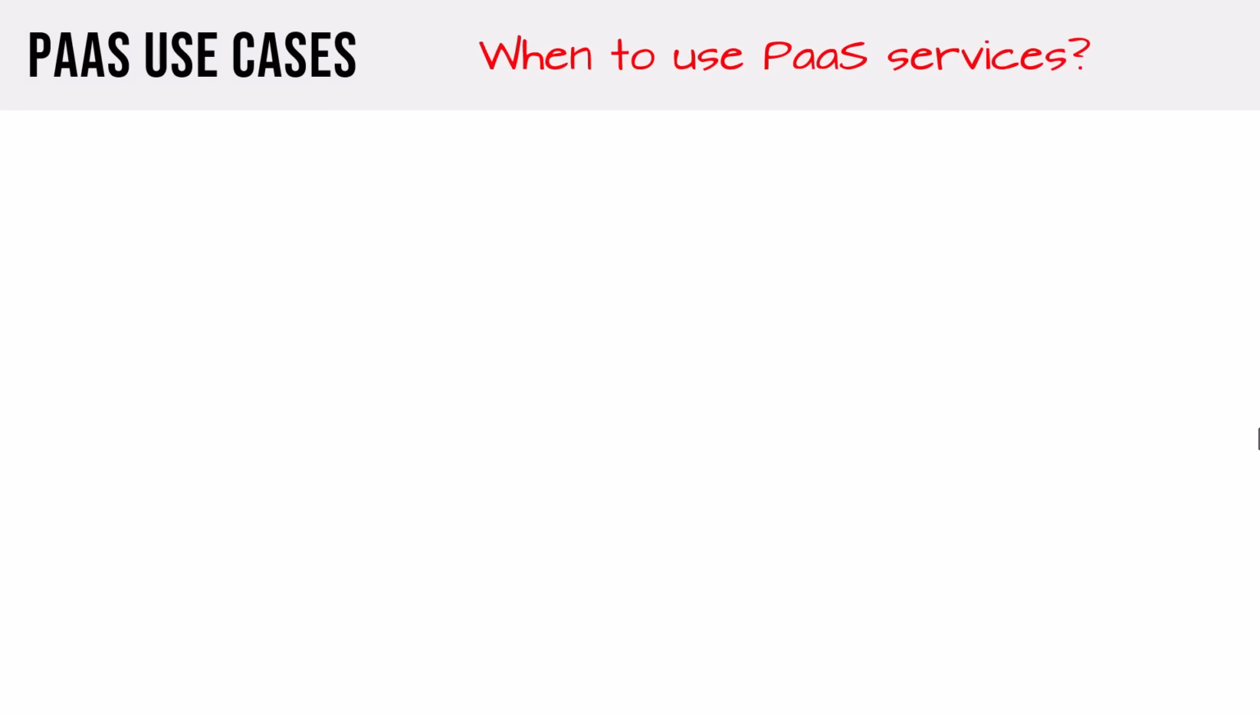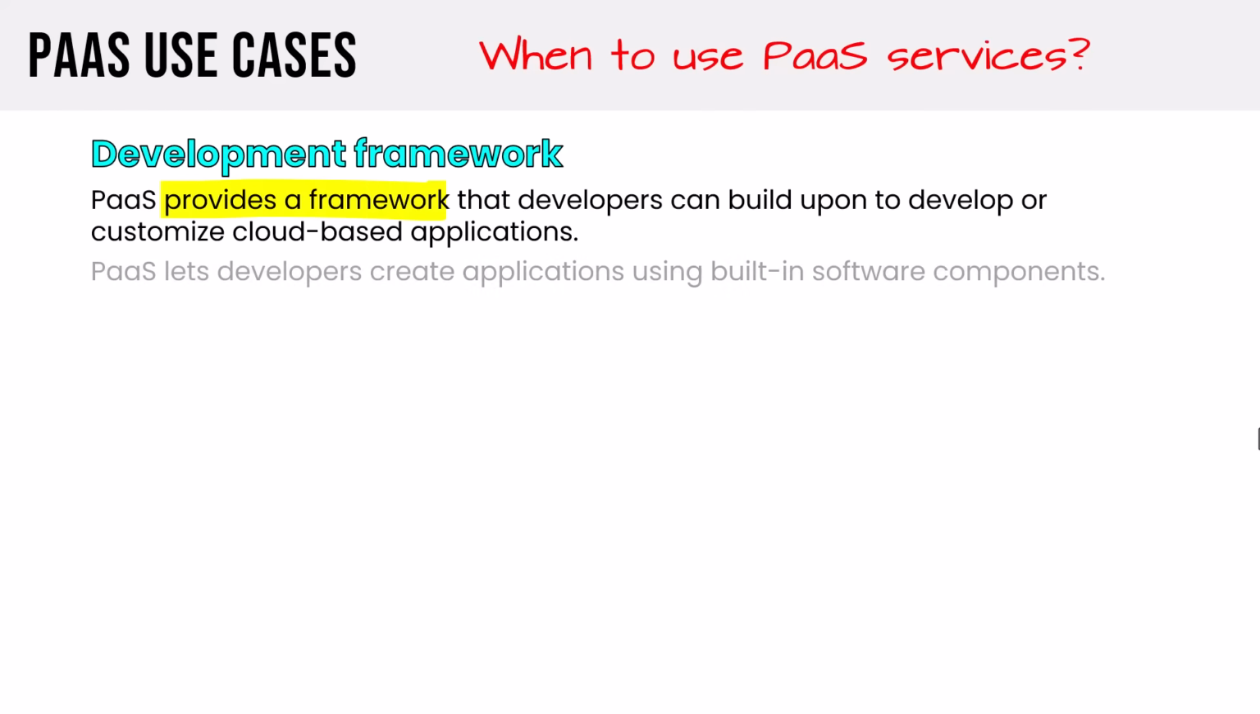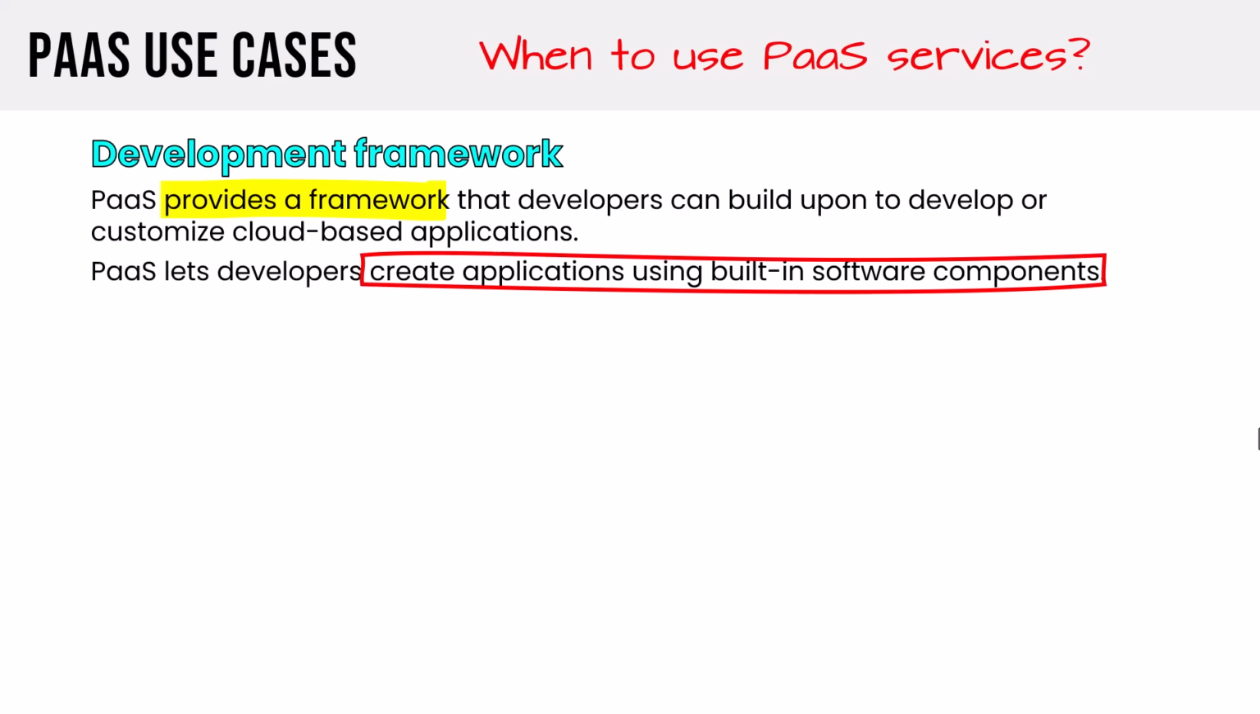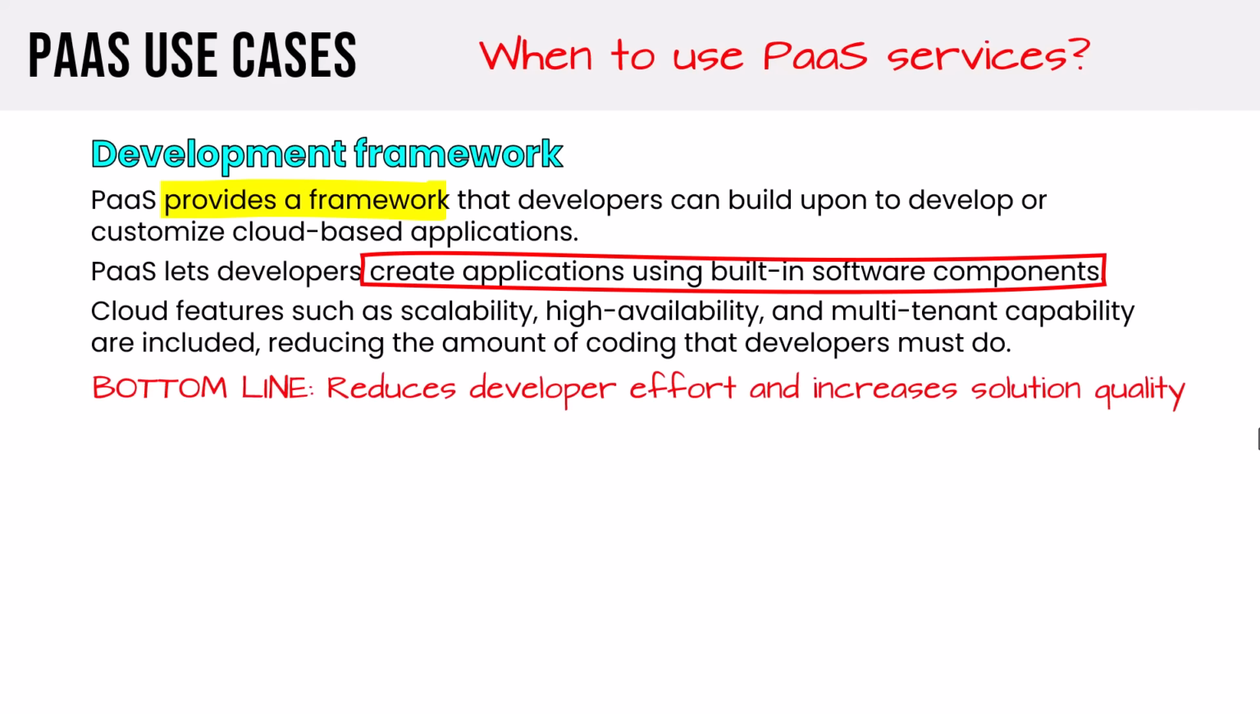When to use Platform as a Service. So a development framework. PaaS provides a framework that developers can build on to develop or customize cloud-based applications. It lets developers create applications using built-in software components. They're focused more on developing for business value rather than utility functions. Cloud features like scalability, high availability, multi-tenant capability are all built in, reducing the amount of coding that the developers have to worry about. The bottom line is it reduces developer effort and increases solution quality on the whole.